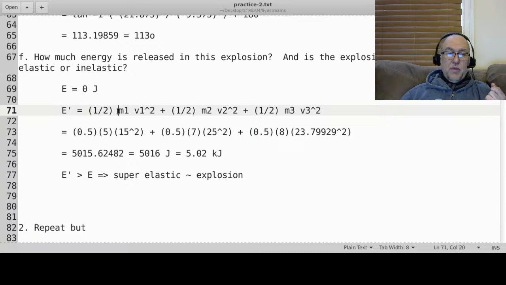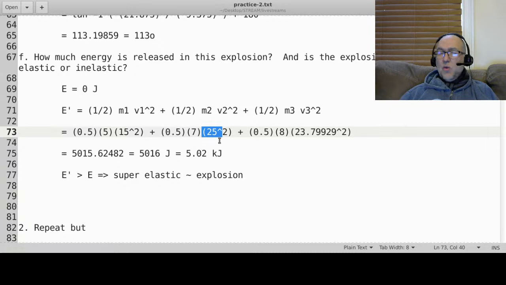So one half m1 v1 squared is the energy for the first one. And for v1, you don't use the components or anything like that. It's just the magnitude. It does not matter what direction m1 is moving in, so you just put in 15. It doesn't matter whether it's in the x direction, y direction, or even at some angle. Then one half m2 v2 squared, same thing, one half times 7, and it doesn't matter that 25 is along the negative y direction. It's just 25 squared.